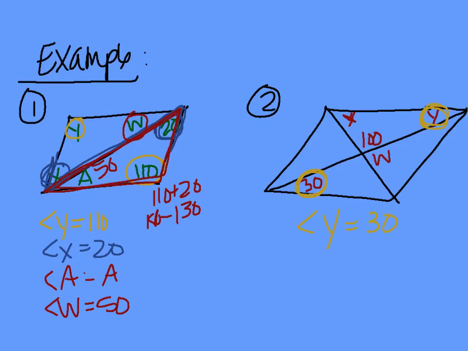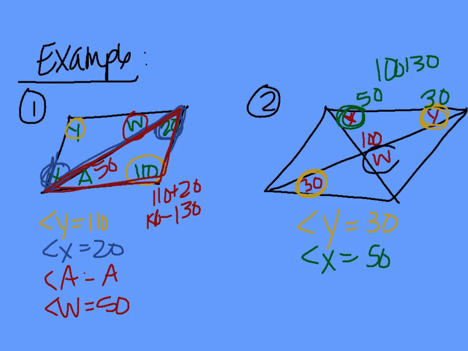Next then is angle X. So angle X, since you know that Y is 30, you can do the triangle rule. So 100 plus 30 gives me 130, and so I would have 50 degrees left in order to get 180. So that's going to be 50. And then last but not least, the W. So W right here makes a linear pair with the 100, so angle W is going to equal 80.